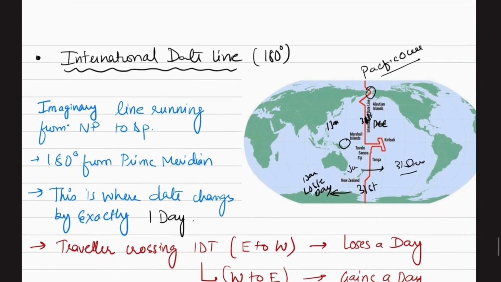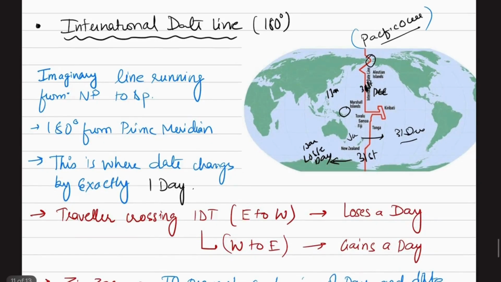The next topic is the International Date Line. Opposite to 0 degree there is a line which is 180 degrees. It is known as the International Date Line. It crosses through the Pacific Ocean. What it does is change our day. Either it loses a day when we cross this date line, or a day may be gained.